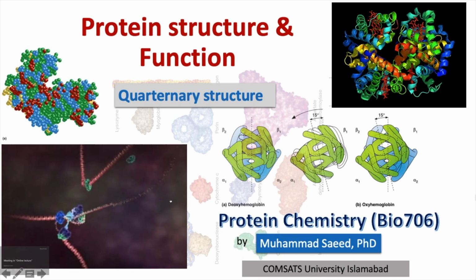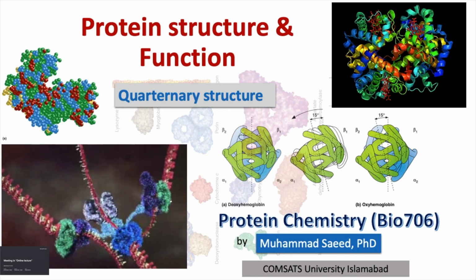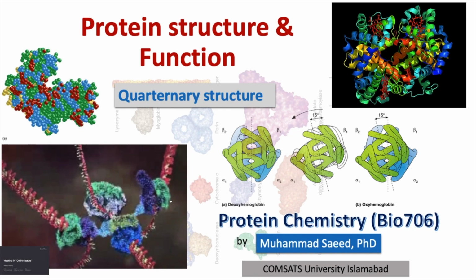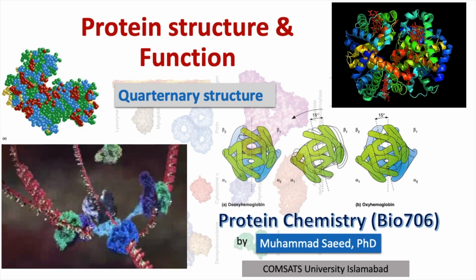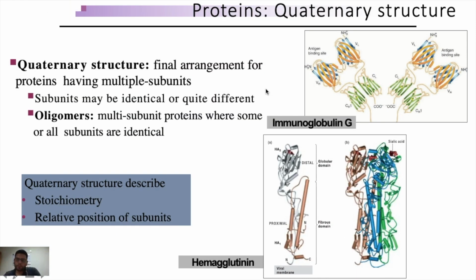Welcome all. Today we are going to discuss the quaternary level of protein organization, which is the highest level of protein organization and is present in many proteins, especially those with higher molecular weight and composed of multiple polypeptide chains. Each of these polypeptide chains is called a subunit. These subunits could be identical or they could be different from each other.